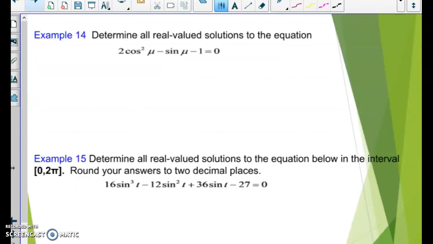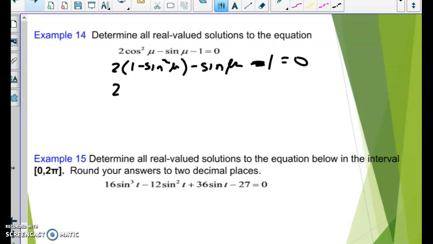Let's try to do the same thing here. Well, it's difficult to factor when you have two variables. So what I'm going to do is change the cosine into 1 minus the sine squared. Hopefully that will help me. I'm not sure if it does or not, but I'm going to try it. So I get 2 minus 2 sine squared minus the sine minus 1 equals 0.